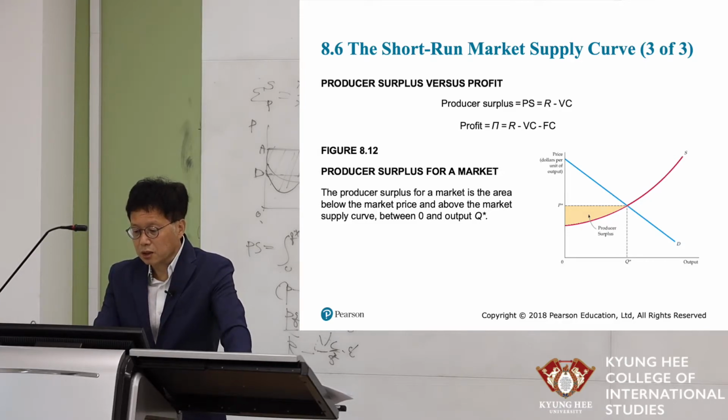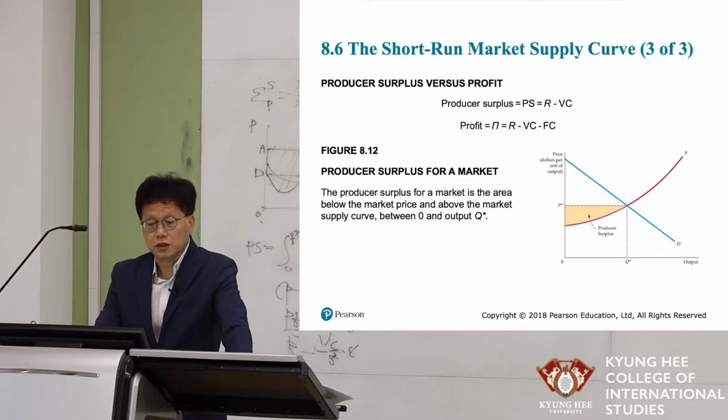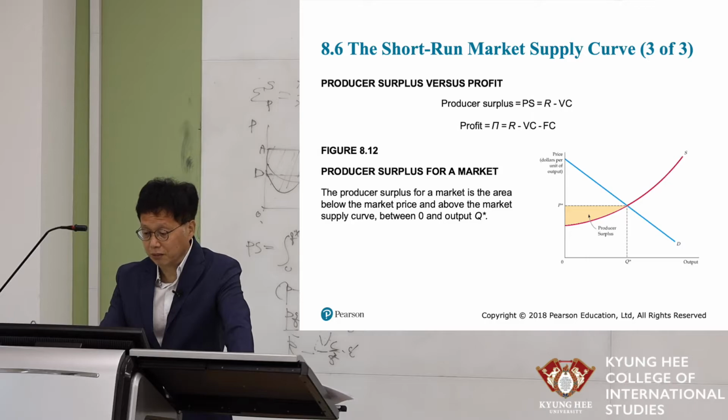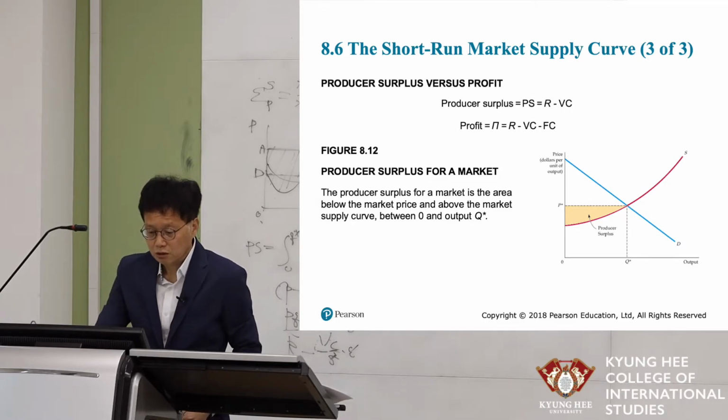And profit is total revenue minus total cost. Total cost is variable cost plus fixed cost. Okay? So profit is equal to R minus VC, this one is producer surplus, right, minus fixed cost. That is profit. So you have to distinguish producer surplus and profit. Profit is smaller than producer surplus. Okay? Figure 8.12, producer surplus for the market.